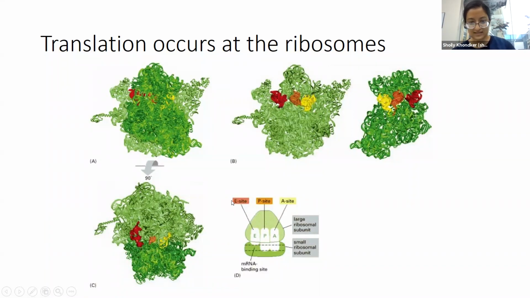There are also 3 sites that you should be aware of. Those are called the E site, the P site, and the A site. The E site stands for exit, the P site is the peptidyl tRNA site, and the A site is the aminoacyl tRNA site.